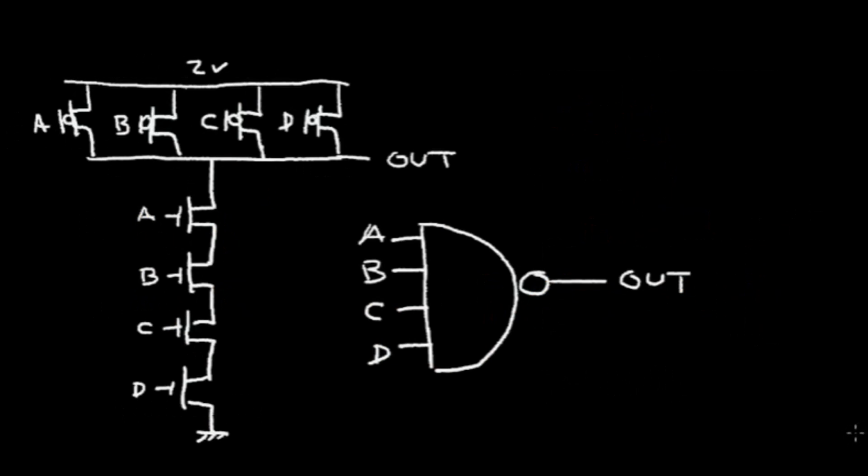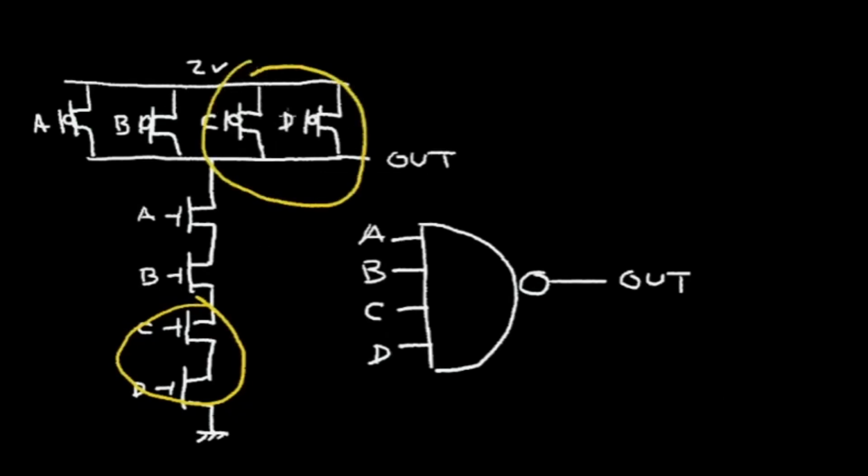So far in my example, I've shown 2 input NAND gates and NOR gates. So this shows how we can make a 4 input NAND gate. It's very simple. We just add more series transistors and more parallel transistors. If we want to make a 4 input NOR gate, we would add 4 series PFETs and 4 parallel NFETs. So it would be very similar.